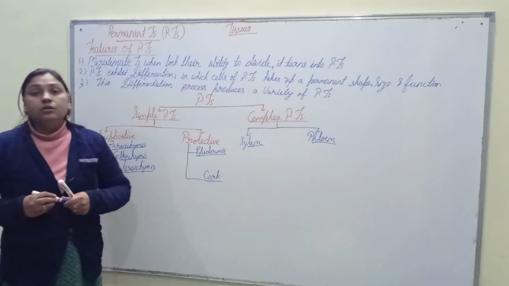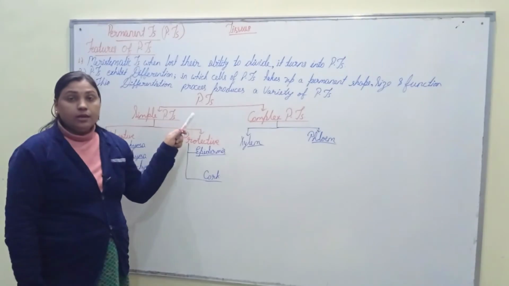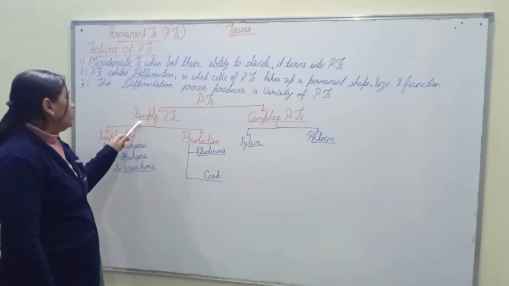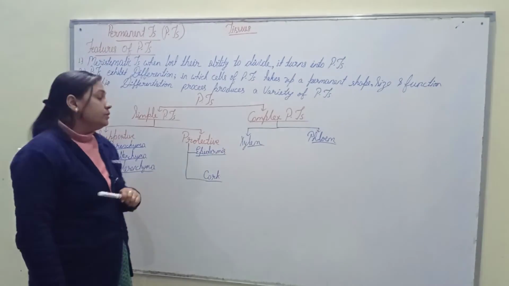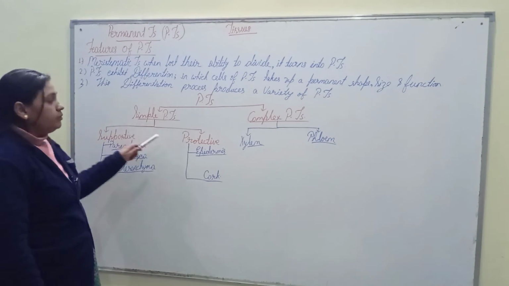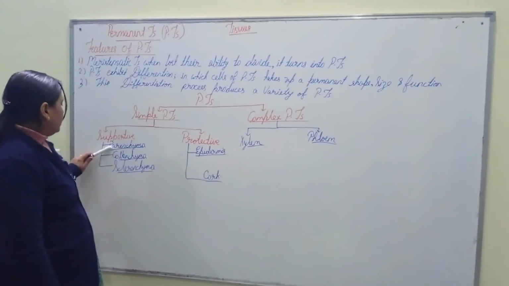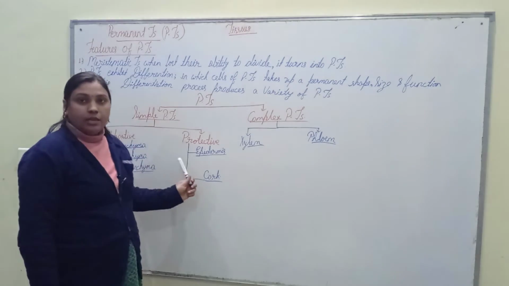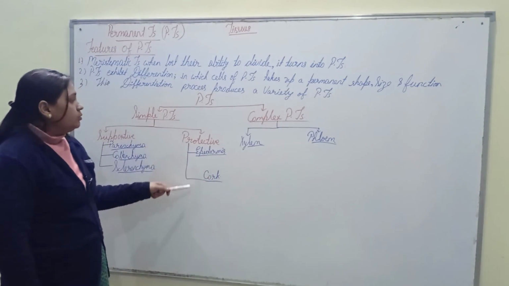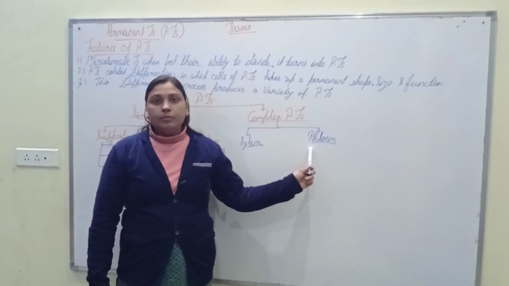So these are the types of permanent tissue. Permanent tissues are divided into two types, simple permanent tissue and complex permanent tissue. Simple permanent tissue is further divided into two types, supportive and protective. Supportive is again divided into three types, parenchyma, collenchyma and sclerenchyma, while protective tissue is of two types, epidermis and cork, and complex permanent tissue is divided into xylem and phloem.